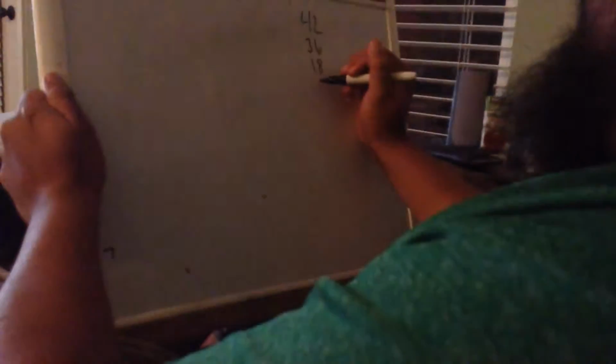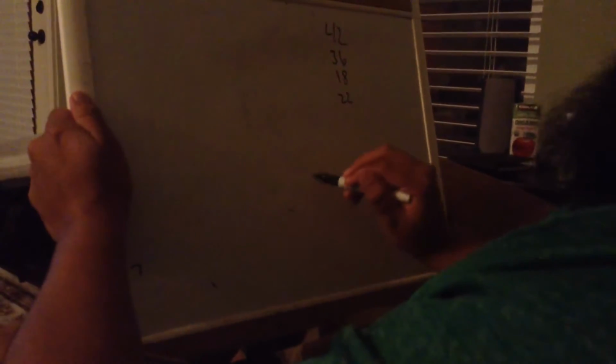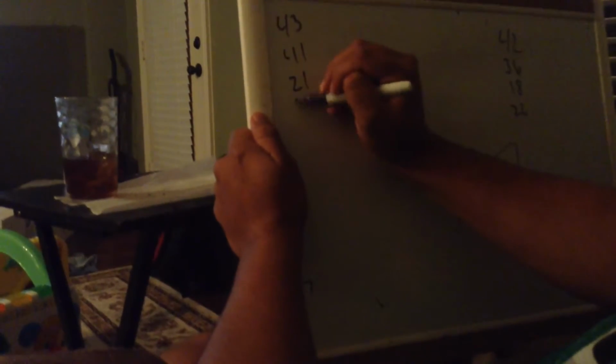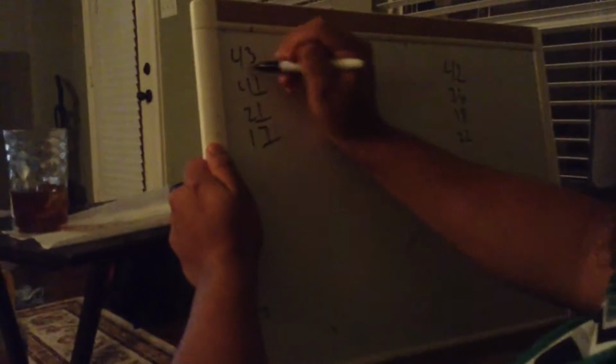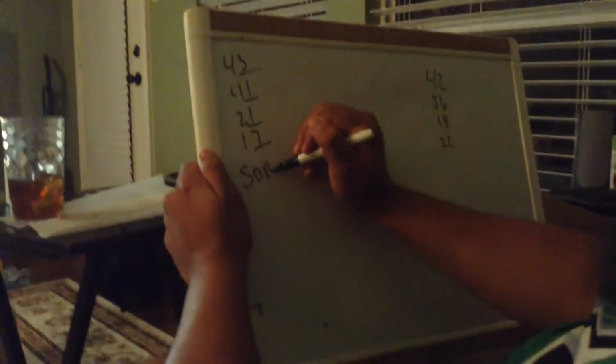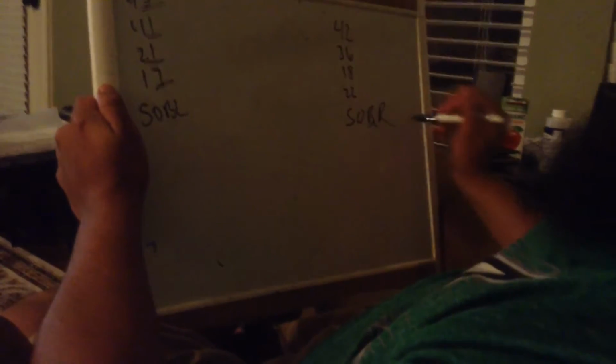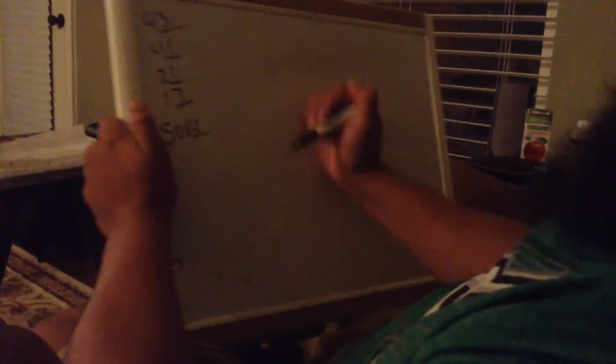All right? So, just a recap. If the play ends in 42, 36, 18, 22, the play is going to the right. If the play ends in a 43, 41, 21, 17, if it's an odd number, it's going to your side. All right, so if it's an odd number, it's SOBL. Okay? I know it's kind of a crash course.